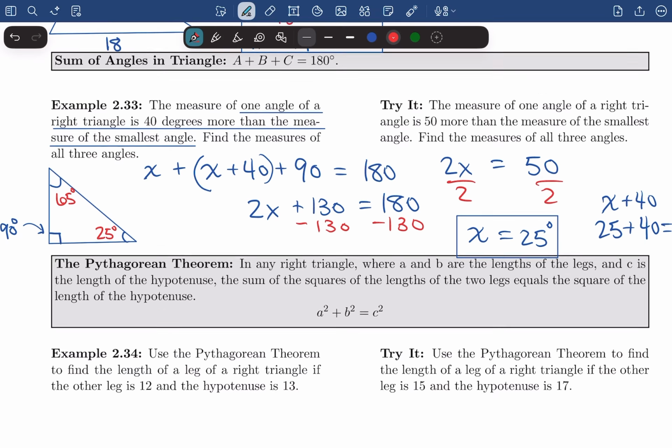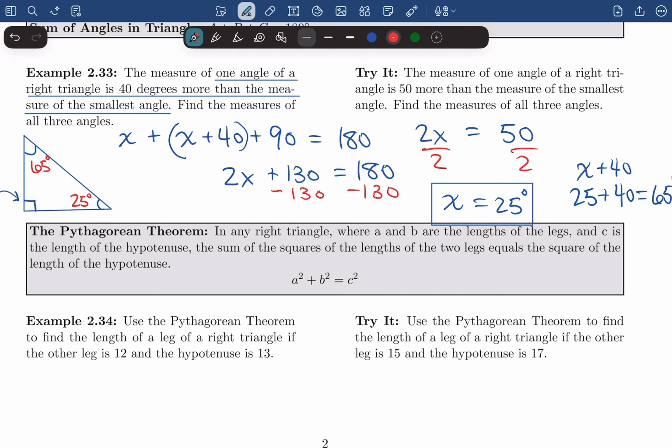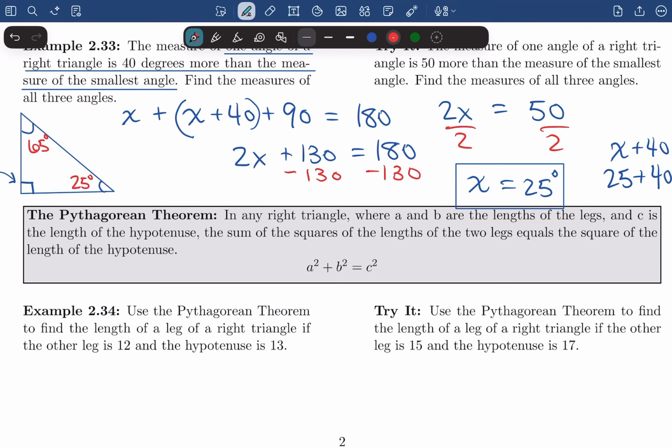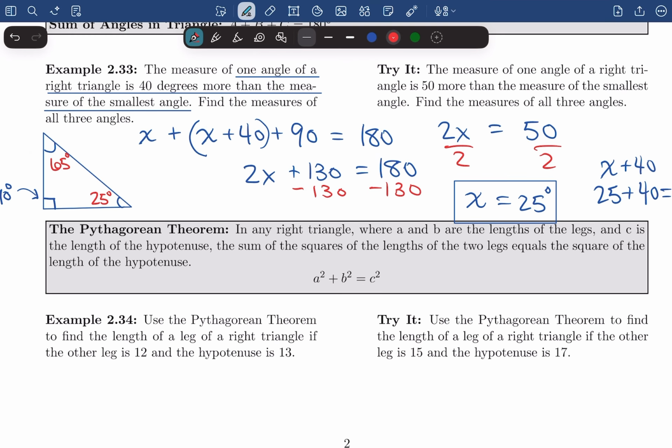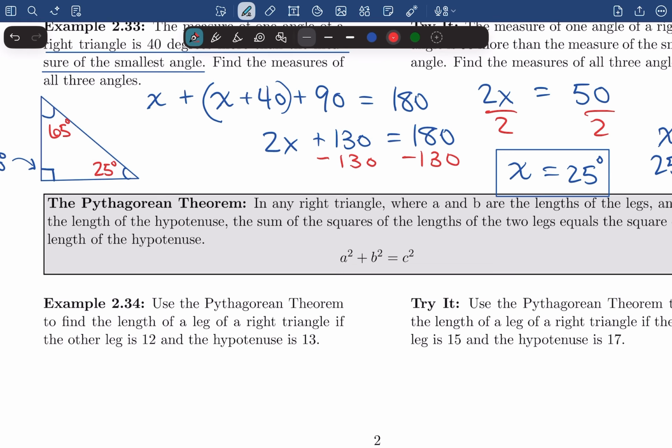Moving on, let's talk about the Pythagorean theorem. It's an important theorem for triangles. In any right triangle, like the right triangle we just discussed, where A and B are the lengths of the legs and C is the length of the hypotenuse, the sum of the squares of the lengths of the two legs equals the square of the length of the hypotenuse. In other words, a squared plus b squared equals c squared. All right, so let's break that down. Let's take a right triangle.